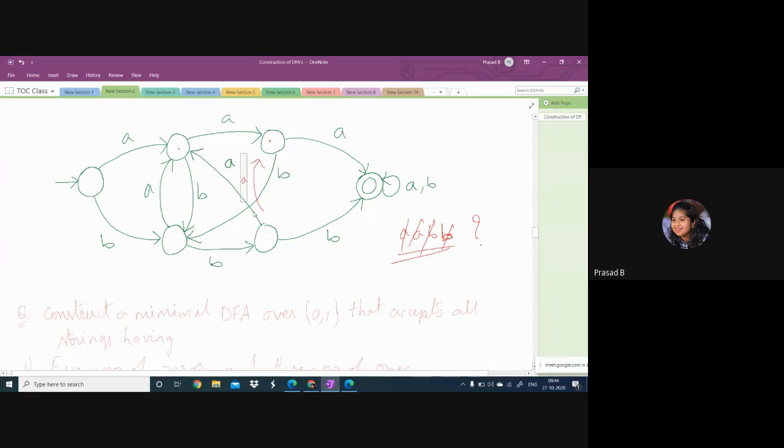Whereas, look at our diagram, and for first A, it comes to this state, and second A, it comes to this state. On this B, it comes to this state, and on B, it comes to this state, and it is non-final, not accepted. So yeah, this is an invalid string, it should not be accepted. Yes, we are not accepting. Any doubt? Shall we go for next one?